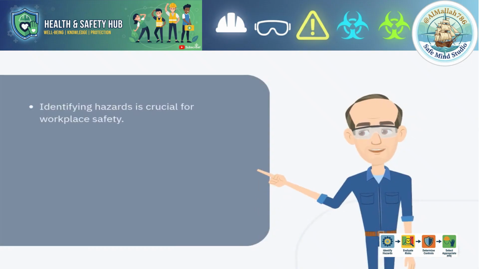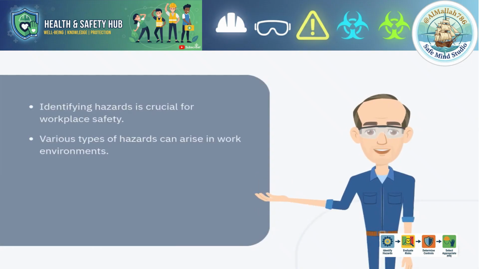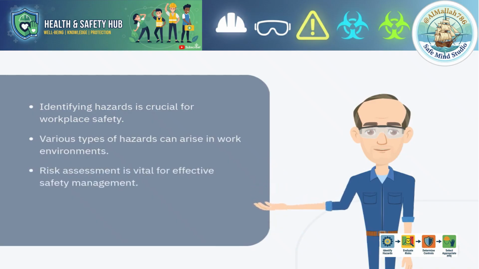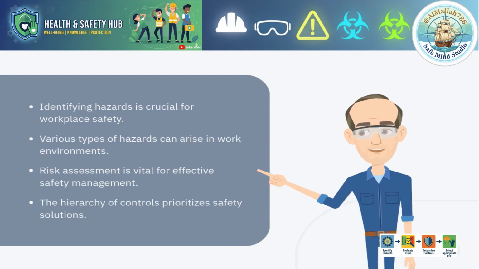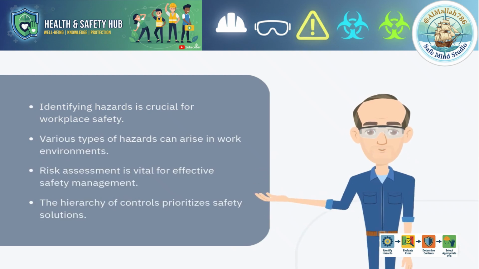Let's summarize the key takeaways. Identifying hazards is crucial for workplace safety. Various types of hazards can arise in work environments. Risk assessment is vital for effective safety management. The hierarchy of controls prioritizes safety solutions.